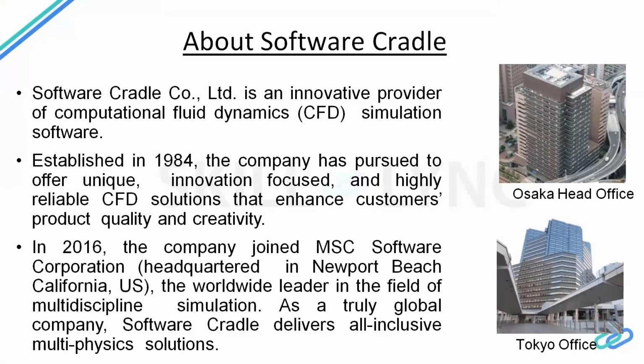So coming to the software Cradle, it is a Japanese code. It was established in 1984 and has its headquarters in Osaka. Then it was acquired by MSC Software in 2016. Now MSC is headquartered in California, US. It is a leader in structural codes, which they developed for NASA. The very famous ones are MSC Nastran and Patran, which I think the majority of us know. NASA used their codes, and later it started as a company, MSC Corporation, as commercial software.